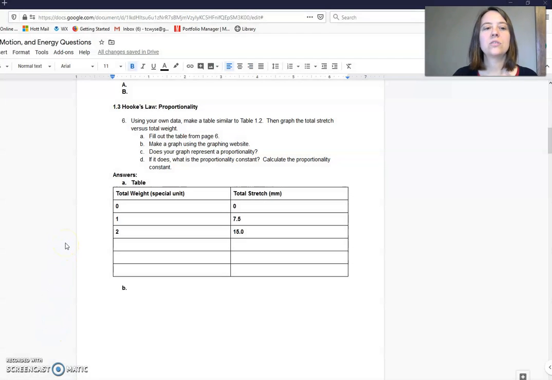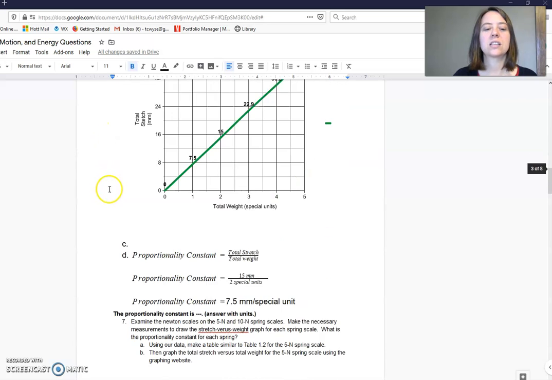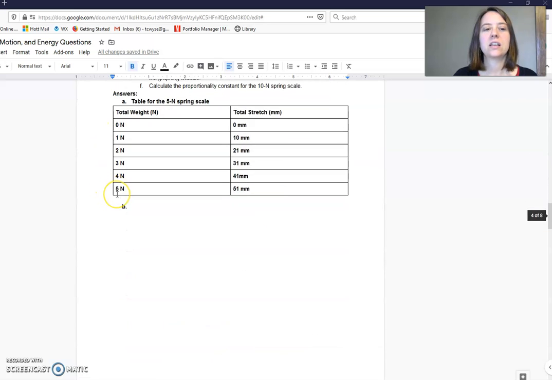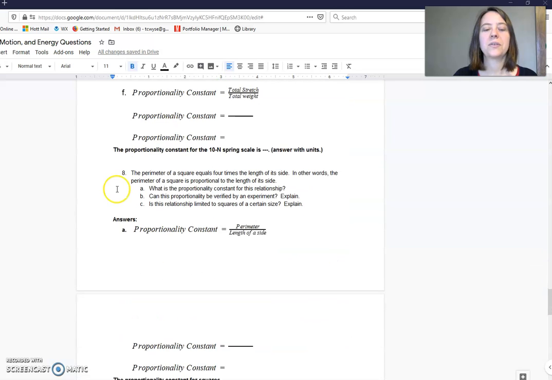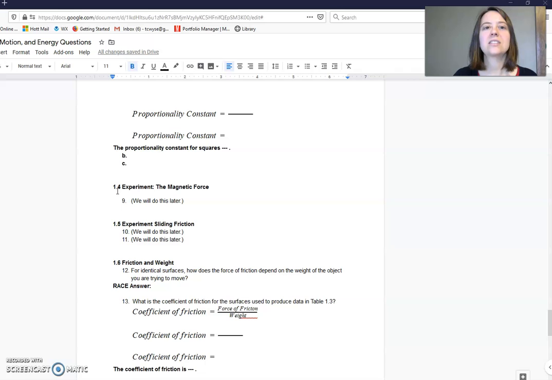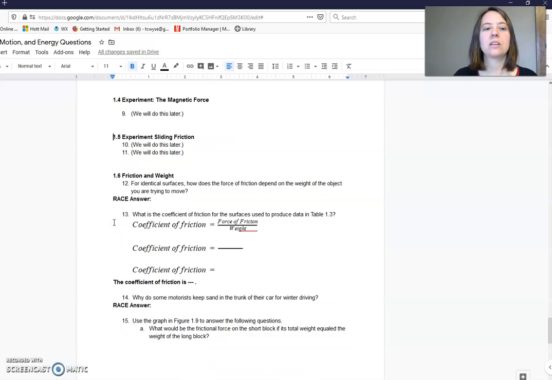So hopefully you are done with your questions, numbers 6, 7, 8, and as I told you, we're going to be coming back to our 1.4 experiment and our 1.5 experiment. So that brings us to our questions on 1.6, starting with number 12.